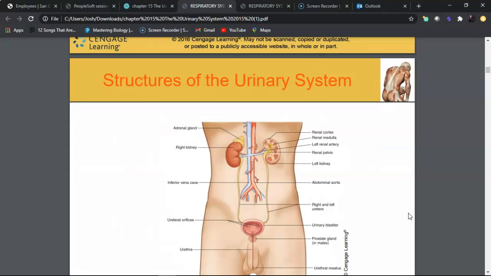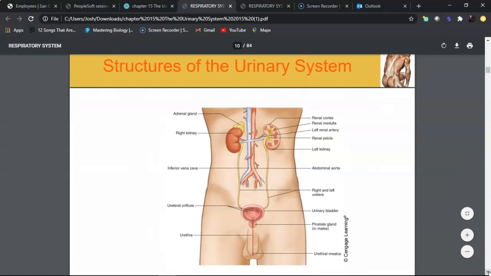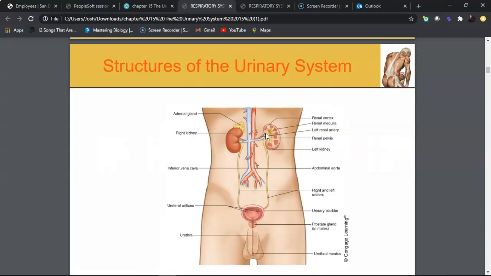So here we have a picture, and you can see this red artery right here is our aorta, and this little area here is the renal artery that comes off of the aorta, and then it branches into a lot of smaller branches, which then go into this outer layer, which is the cortex, which is where the glomerulus and Bowman's capsule are. So this is where our filtration process takes place.